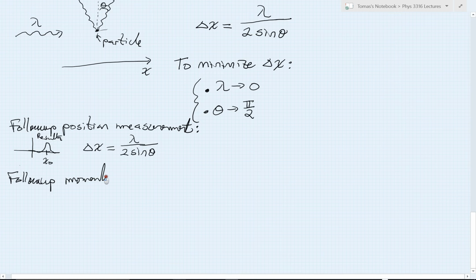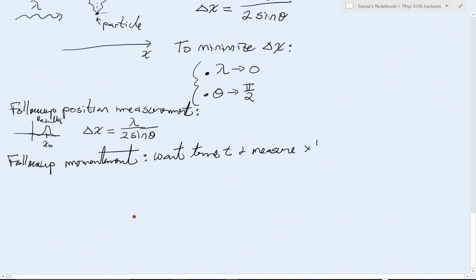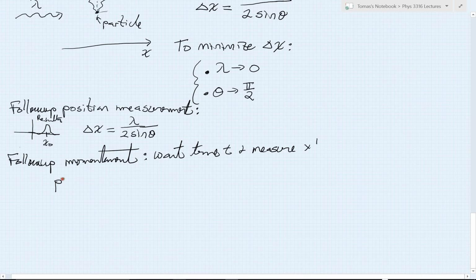Now, in this measurement, I think we know what we could do with our microscope. We would simply wait a time t and measure the new location. And I'll call that new location x prime. Now, the value I will get for this follow-up momentum measurement will be equal to this new position minus the initial position divided by time. That gives me the velocity, and then of course momentum is just mass times velocity.